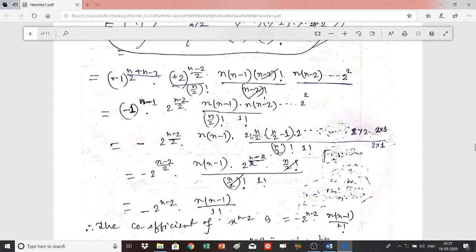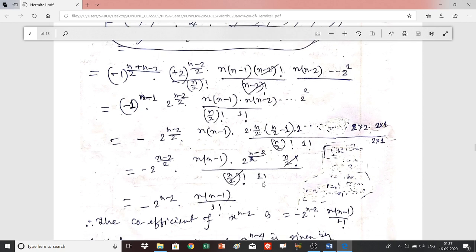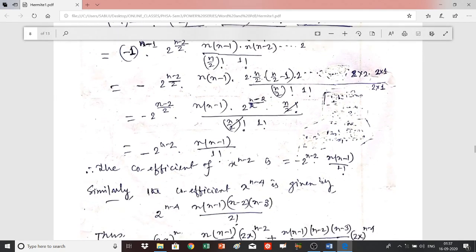And due to this term 2 in the denominator, the total power will be 2 to the power n by 2 minus 1. So it will be 2 to the power n minus 2 by 2. And all these terms will give you n by 2 factorial, and this is the denominator. So approximately you will have minus 2 to the power n minus 2, n into n minus 1 by 1 factorial. So the coefficient of x to the power n minus 2 is minus 2 to the power n minus 2 into n into n minus 1 by 1 factorial.